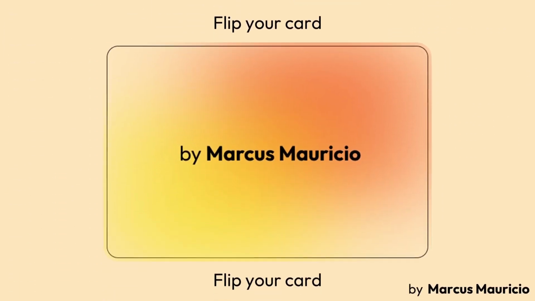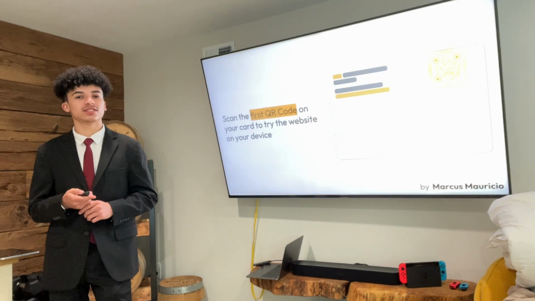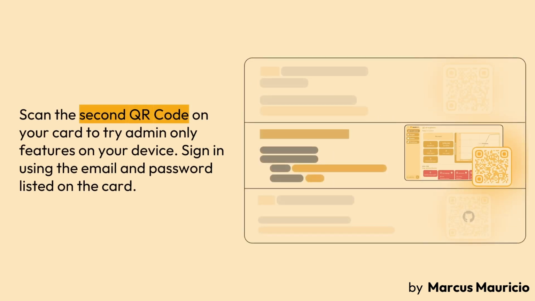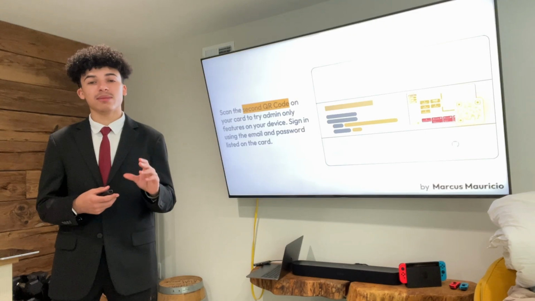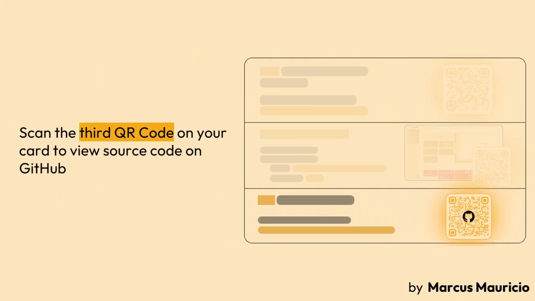Flip your card. Scan the first QR code on your card to show the website on your device. Scan the second QR code on your card to try admin and user features on your device. Sign in using the email and password listed on the card. Scan the third QR code on your card to view source code on GitHub.